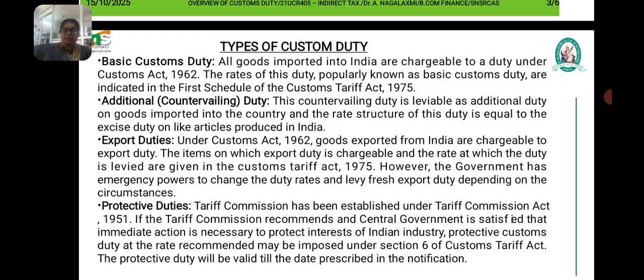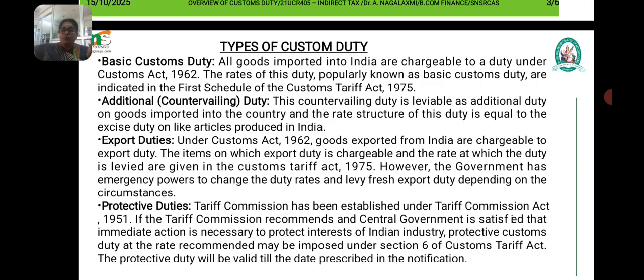Basic customs duty. Basic customs duty means all the goods imported into India are chargeable to a duty under the Customs Act 1962. Whatever goods, as per the norms, are imported into India are chargeable for a duty called customs duty under the Customs Act 1962. The rates of this duty, popularly known as basic customs, are indicated in the first schedule of the Customs Tariff Act 1975.